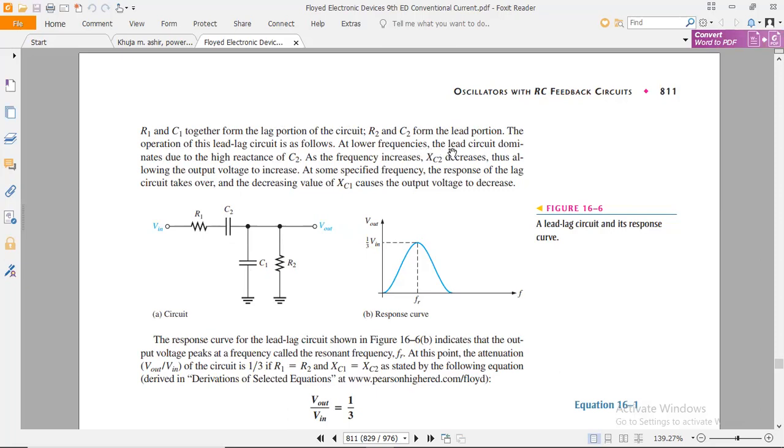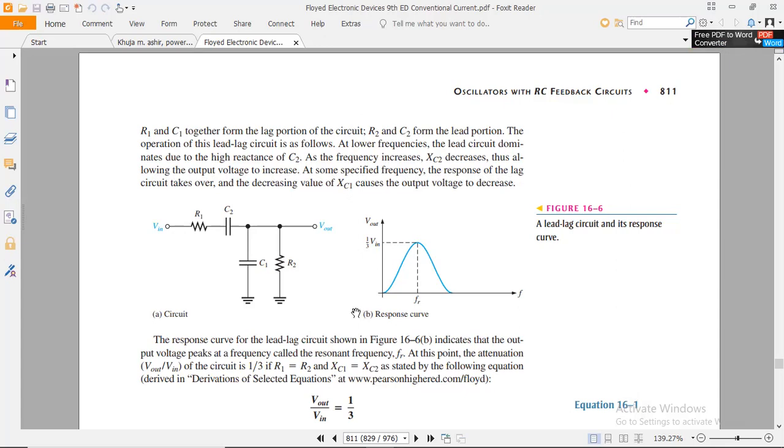At lower frequencies, the lead circuit dominates due to the high reactance of C2, sorry. As the frequency increases, the XC2 decreases, thus allowing the output voltage to increase. At some specified frequency, the response of the lag circuit takes over and the value of XC1 causes the output voltage to decrease.